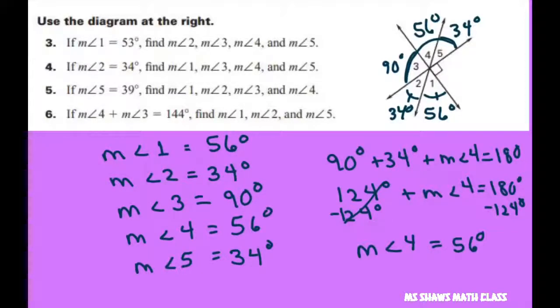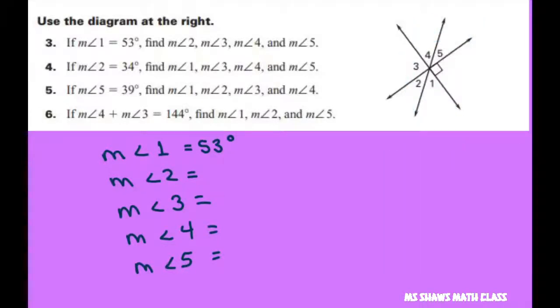All right, so now we go to the next one. Erase that. So the measure of angle 5 is 39. We know the measure of angle 3 is 90 again. If the measure of angle 5 is 39, so is the measure of angle 2. So this is 39.